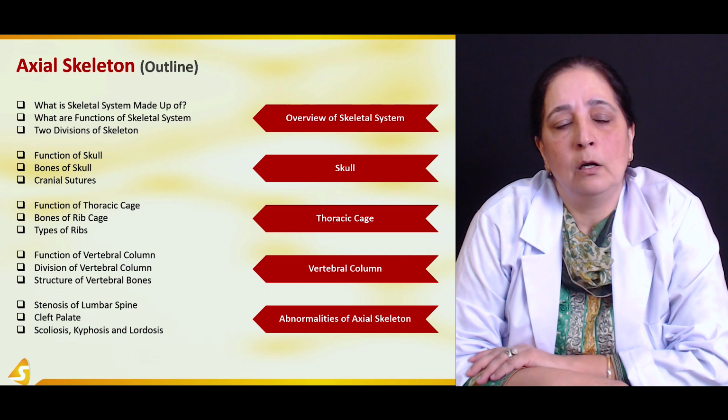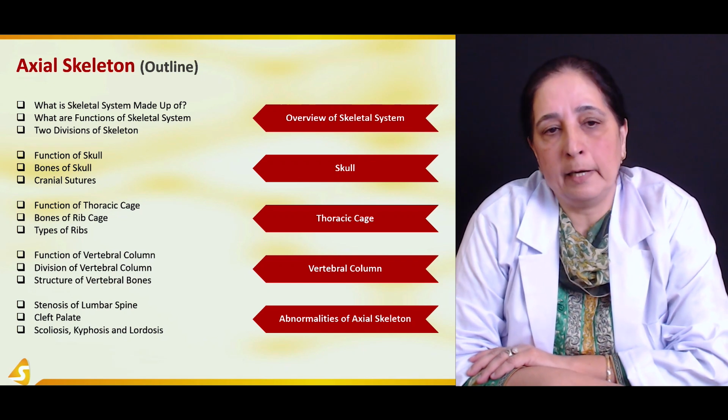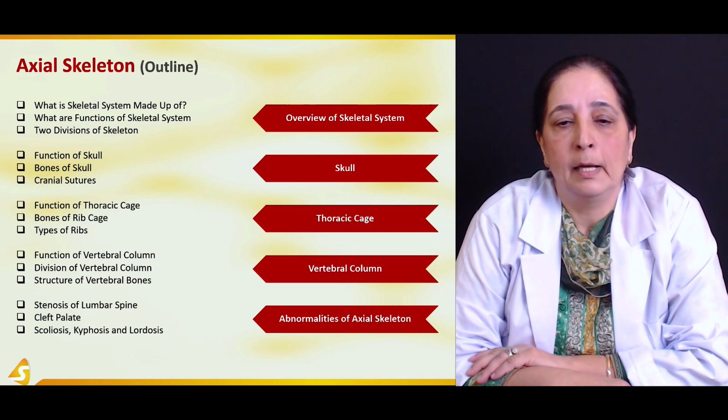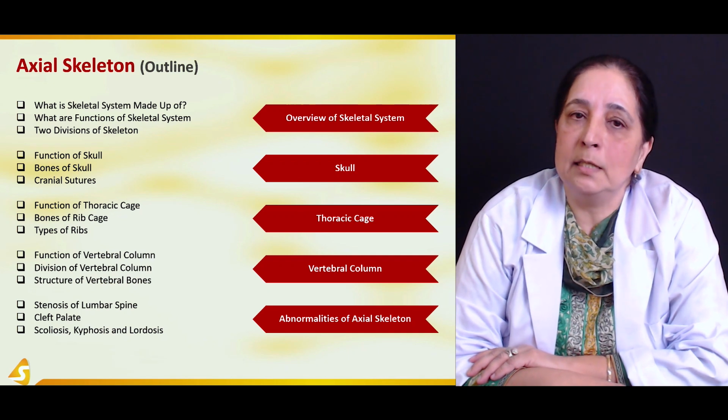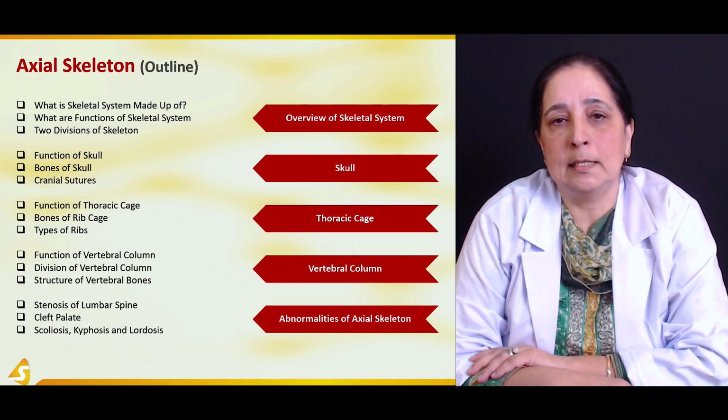And then we will go over the curvature problems of the vertebral column, which are scoliosis, kyphosis, and lordosis. So we will cover all these 5 sections in this lecture, and hopefully you are excited to learn this topic and to learn more about this axial skeleton.